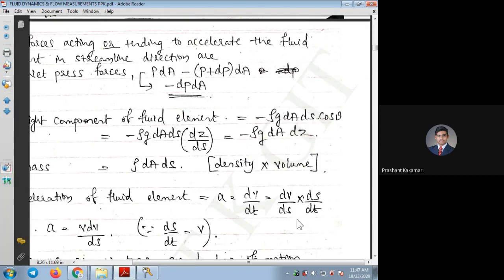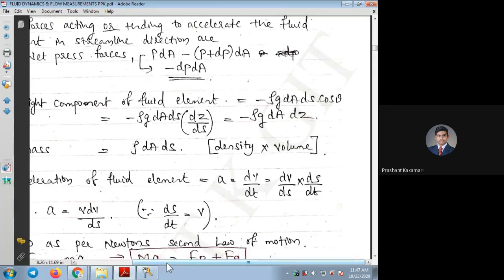But dv by ds is what? Change of velocity in space. So the change of velocity with respect to distance, we are keeping as it is. So we can write acceleration as v into dv by ds. Now it is clear?